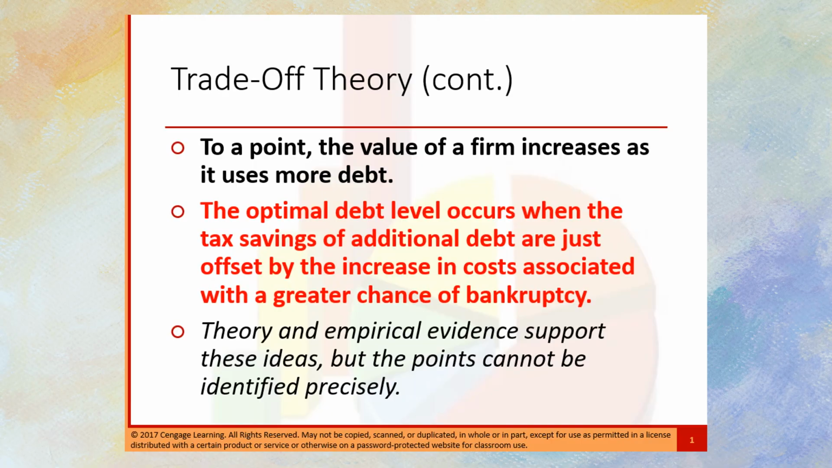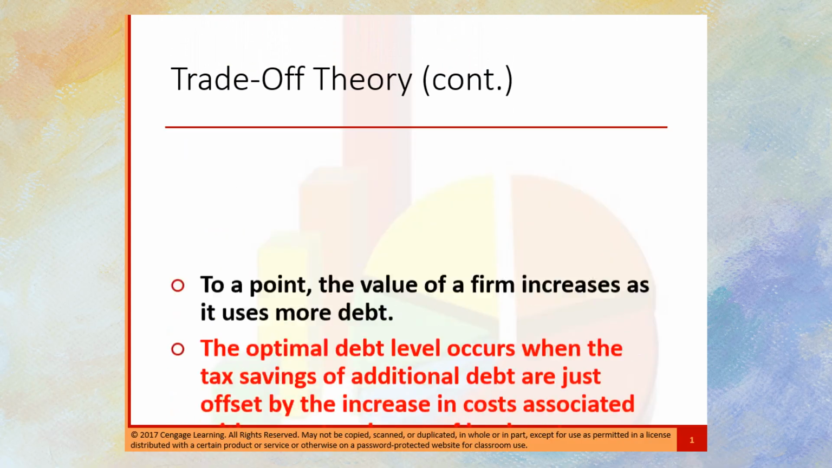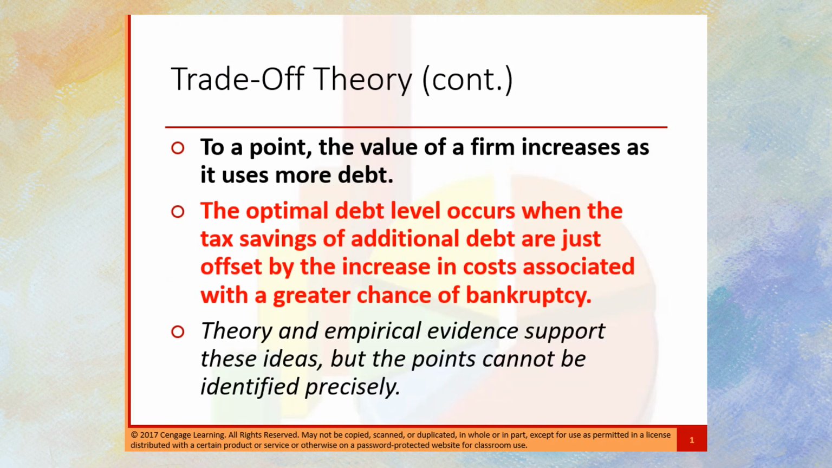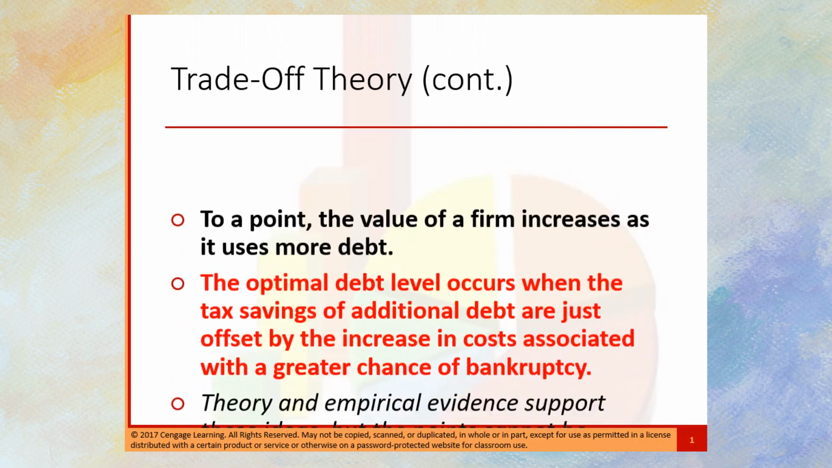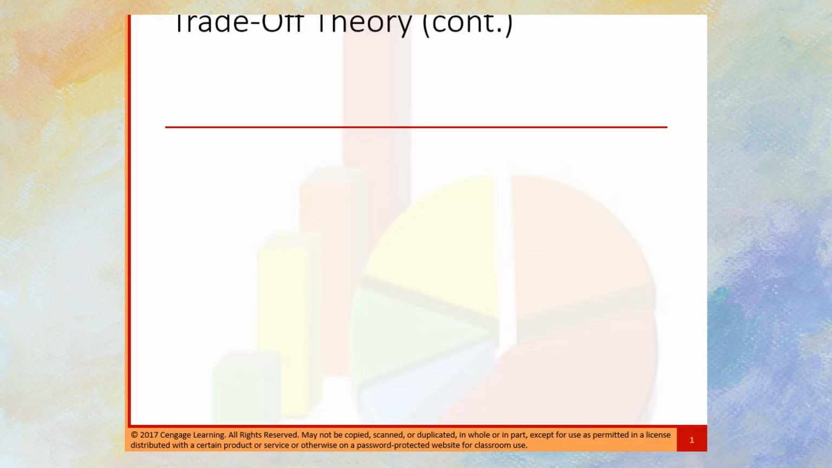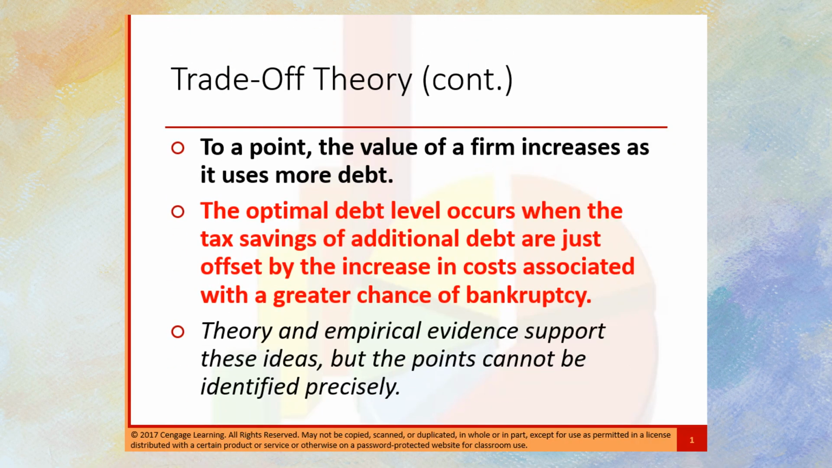Here's the kicker. Up to a point, adding debt increases firm value. But once the risk of default outweighs the tax benefits, additional debt starts to hurt. The optimal capital structure is that sweet spot where the trade-offs are perfectly balanced. The problem is, it's very difficult to identify that precise point in practice. However, understanding the concept helps guide sound financing strategies.